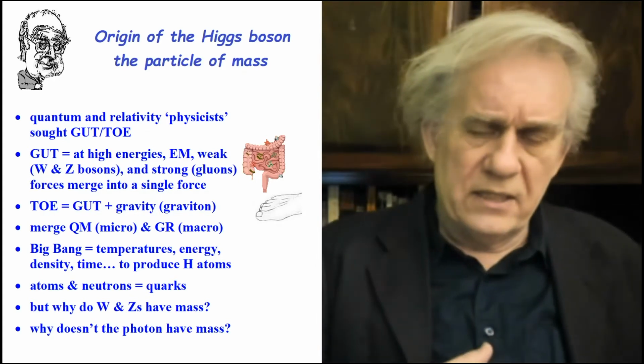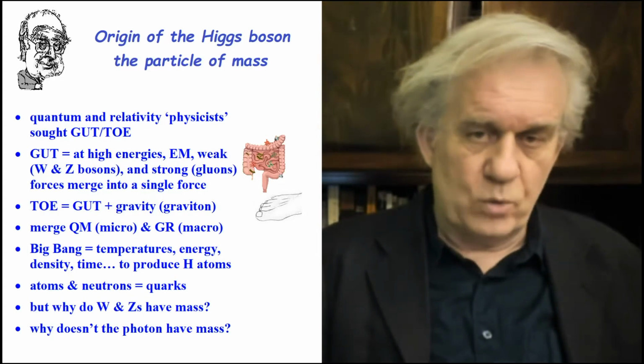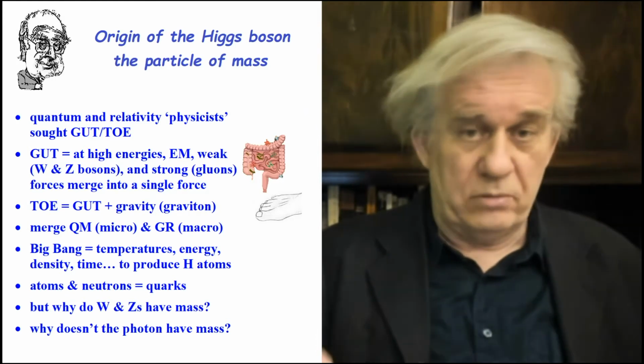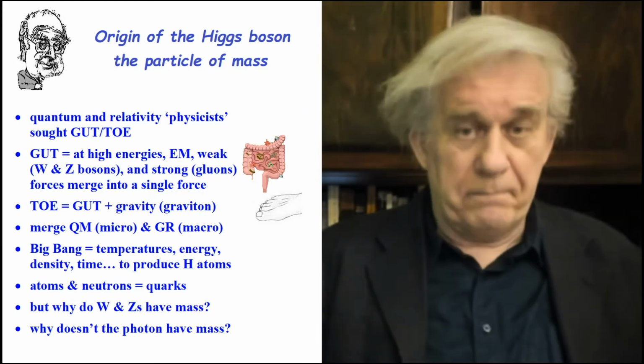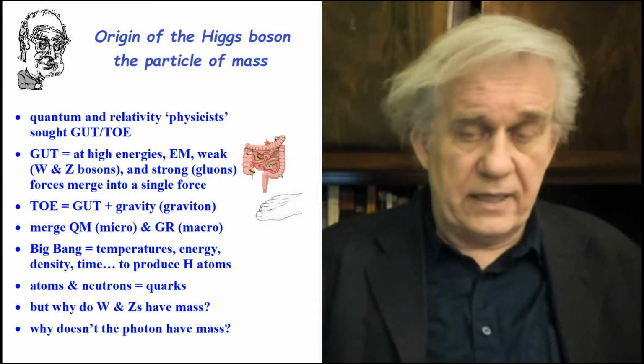Okay, fine. So now we have to find out where the weak W and Z's came up with mass, whereas the photon, which was also apparently created at the Big Bang, or microseconds after the Big Bang, ended up with no mass.